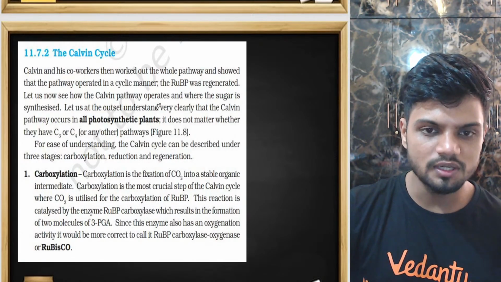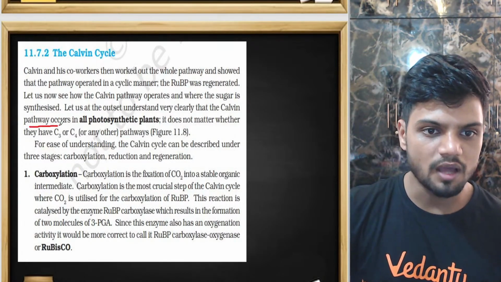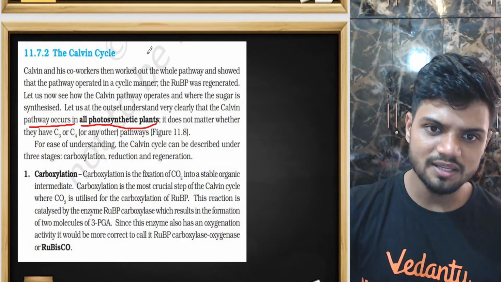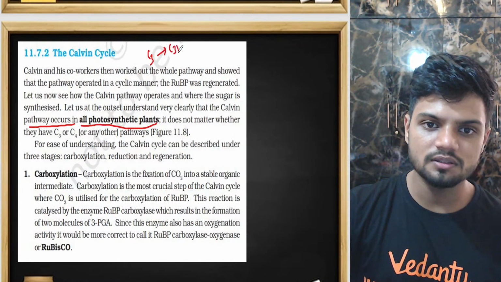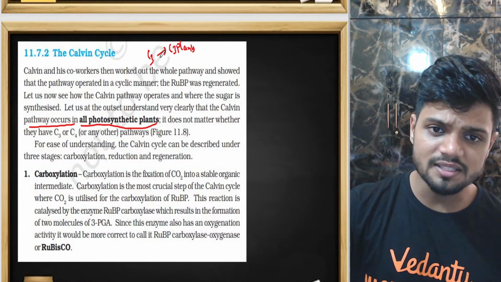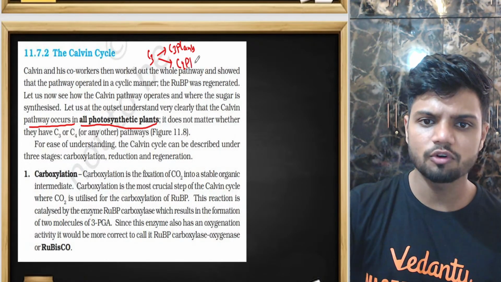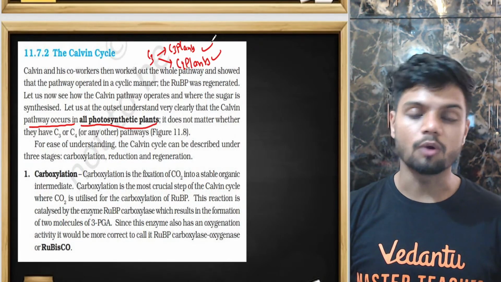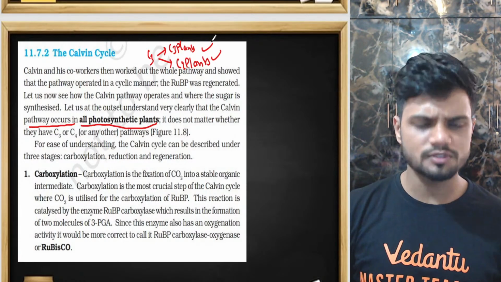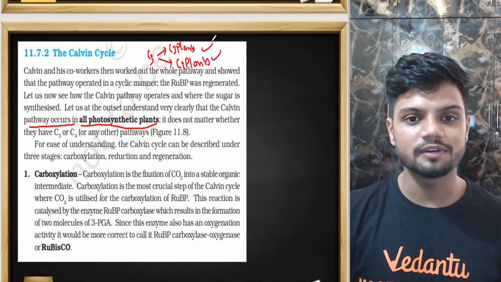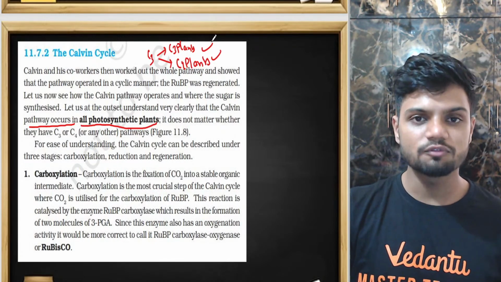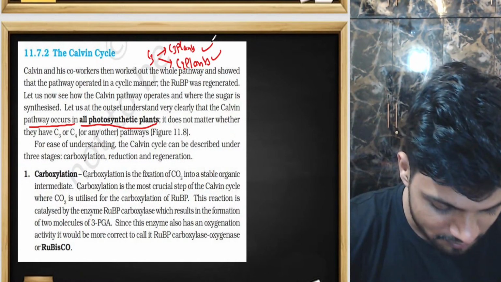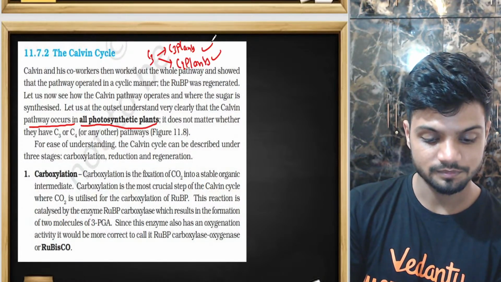Let us now understand very clearly that the Calvin cycle pathway occurs in all photosynthetic plants. What is the meaning here? Your C3 cycle will happen in your C3 plants. C3 cycle will also happen in C4 plants. In both plants the C3 cycle will take place. Now how come, sir? C4 cycle is called C4 cycle because it has C4 cycle, right? But let me tell you, students, when I teach you the C4 cycle today, you will understand, because in the C4 cycle, C3 is also happening. Okay, so we'll come there. We will come there, don't worry.